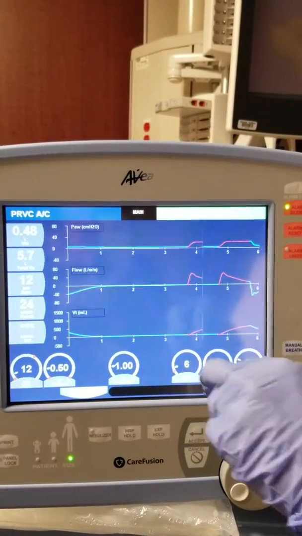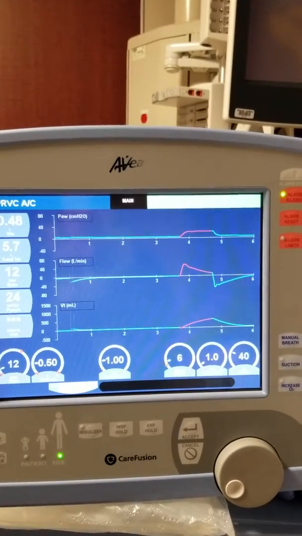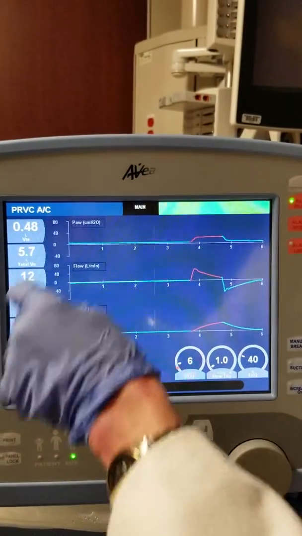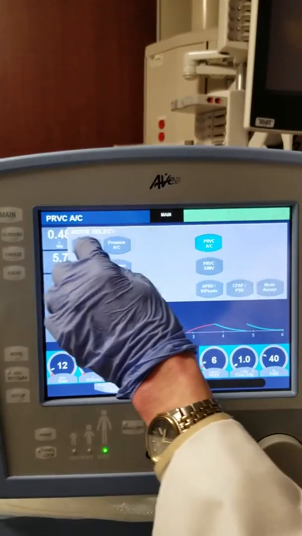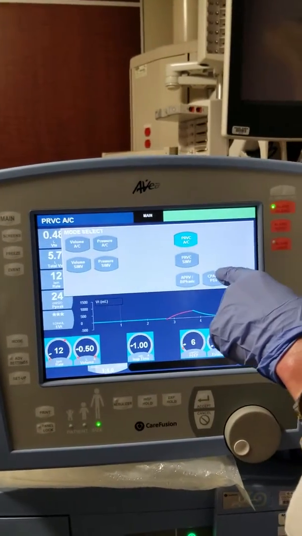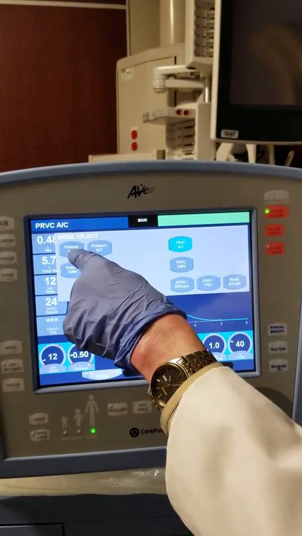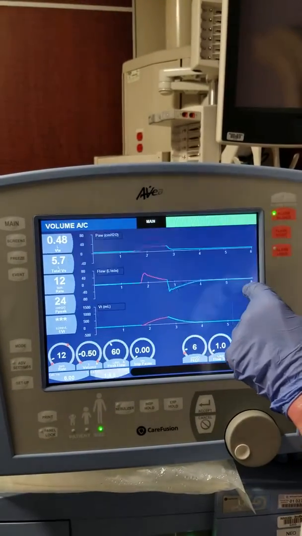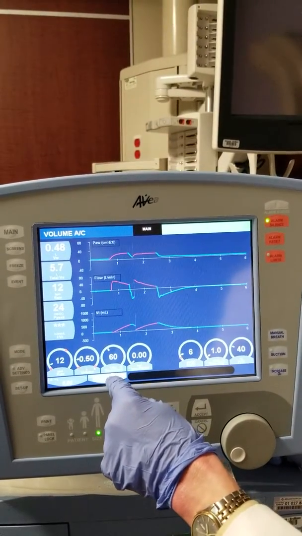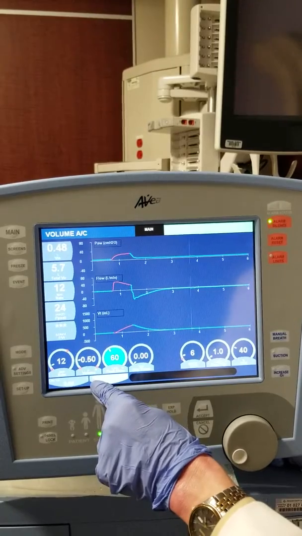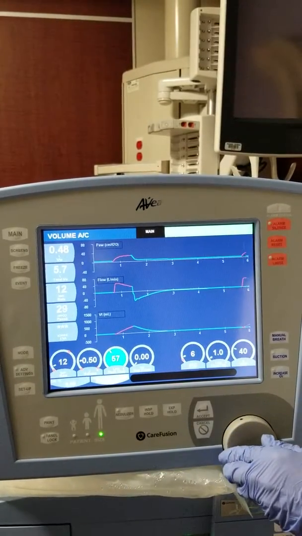The next thing is you need to be in a square waveform. So you're not going to find square waveforms in a pressure mode like pressure regulated volume control. So we're going to have to go back old school, volume AC. Grab your flow rate to where your inspiratory time is at about a second.